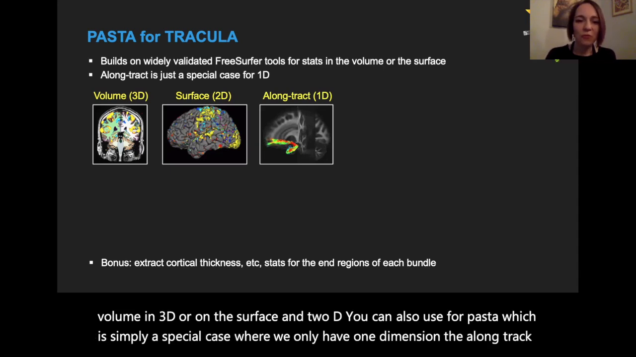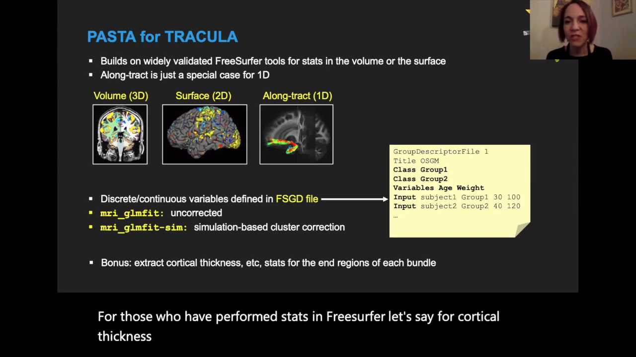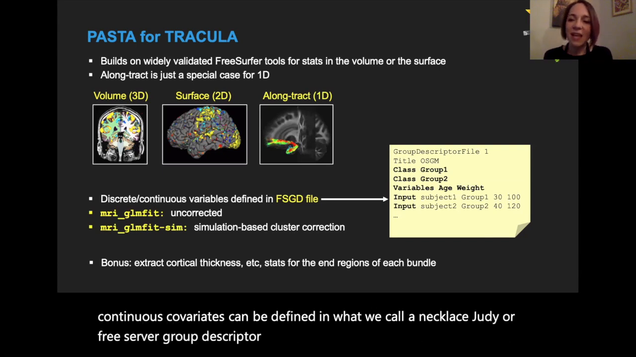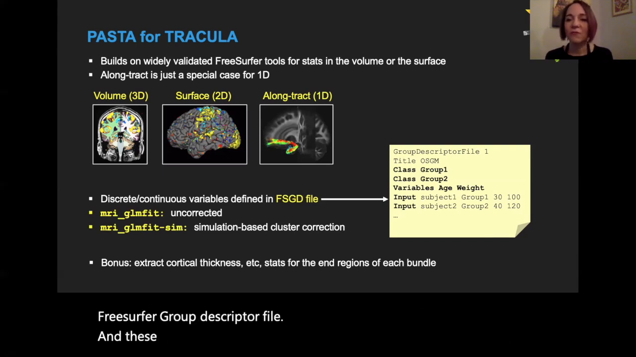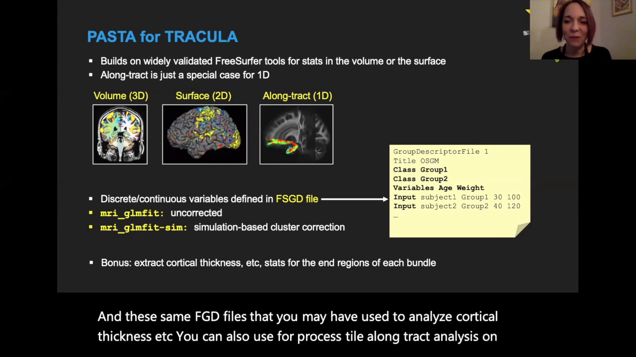For those who have performed stats in FreeSurfer, let's say for cortical thickness or subcortical volumes, you know that any number of discrete or continuous covariates can be defined in what we call an FSGD, or FreeSurfer group descriptor file. And these same FSGD files that you may have used to analyze cortical thickness, etc., you can also use for PASTA-style along-tract analyses on the different bundles that you would get from Tracula.